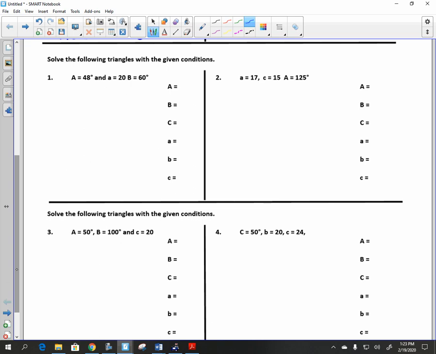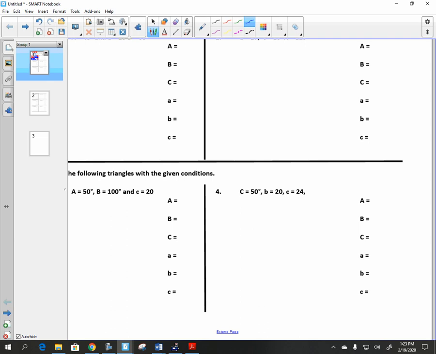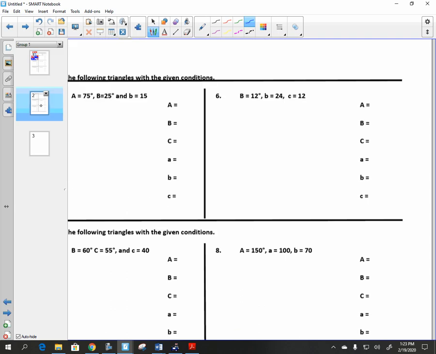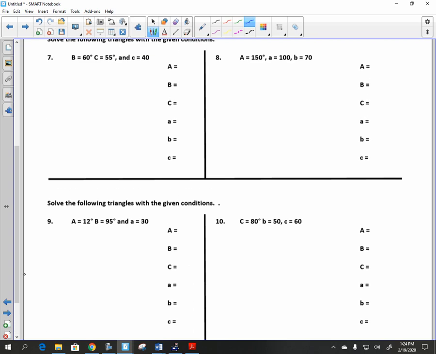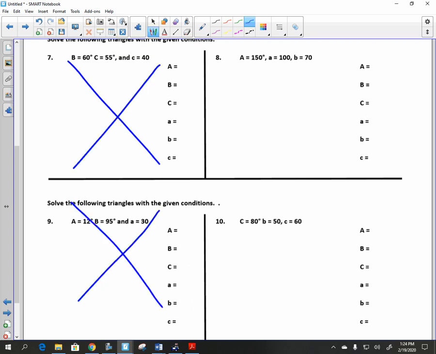Okay, so what I'd like you to do is I want you to do problems 1, 3, and 5. You don't need to do 7 and 9. You can cross those off. Just work on the left-hand side. In about 8 minutes, I'm going to show you how to do the ones on the right-hand side. Okay? The ones on the right-hand side are just slightly different. We don't have side angle side today, but they are going to be just slightly different.